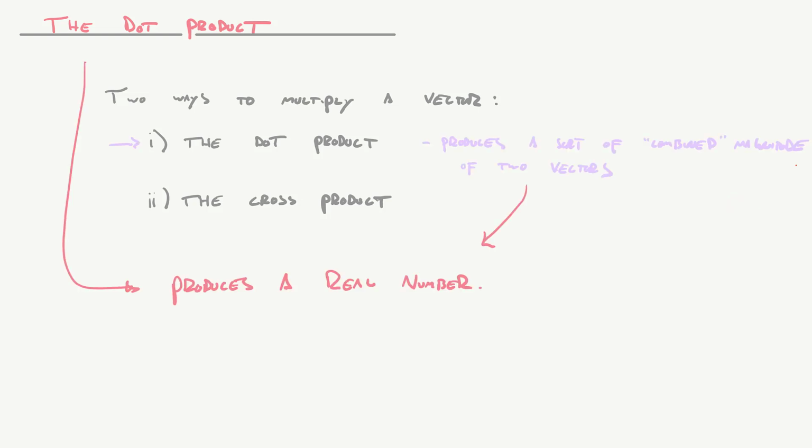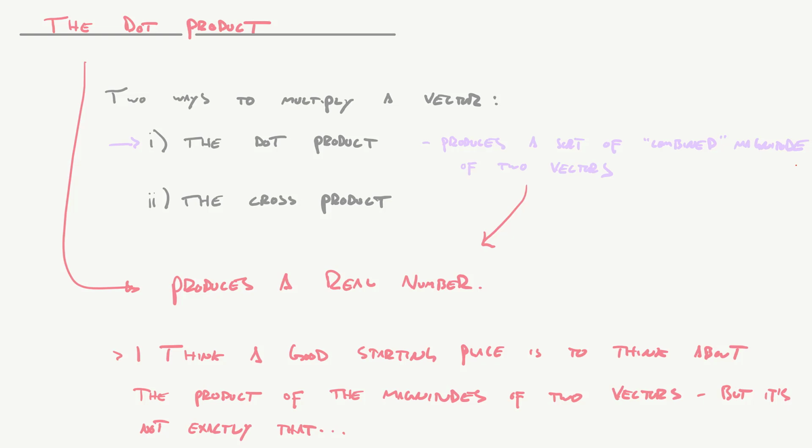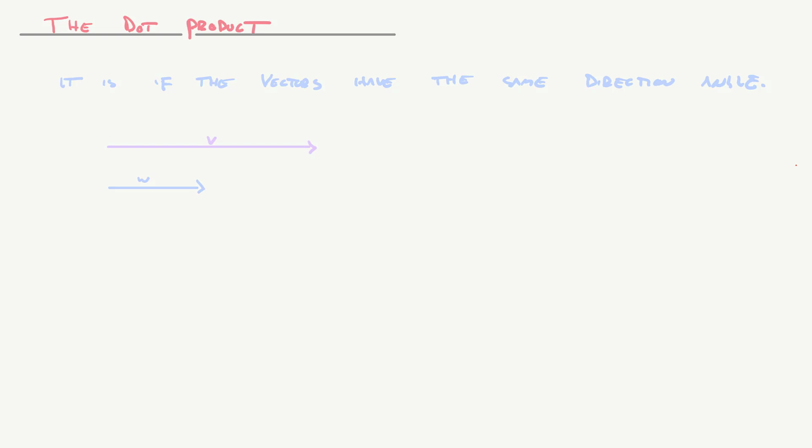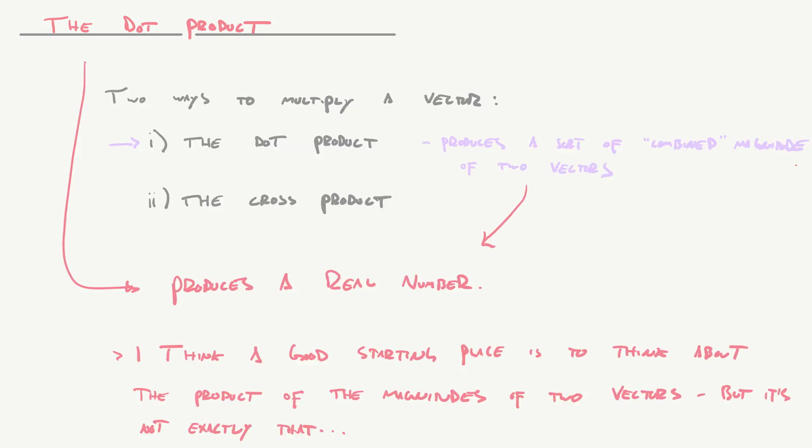It does produce a real number, and I think that a good starting place to think about what this is, is that it's basically the multiplication between 2 vector magnitudes. It's not exactly that, though. And so we're going to use this to kind of extend our understanding of what the dot product is.